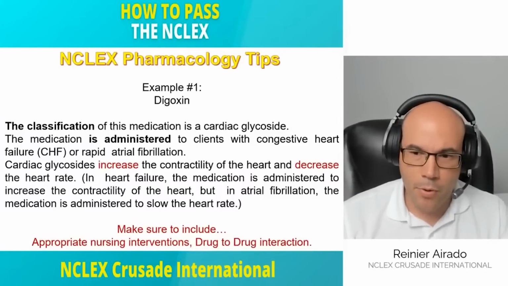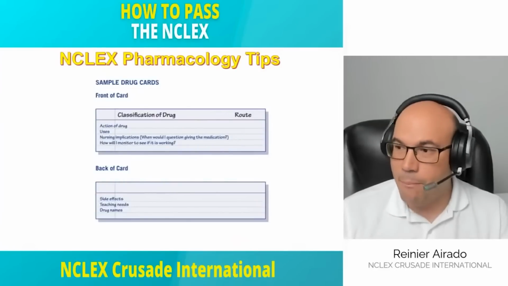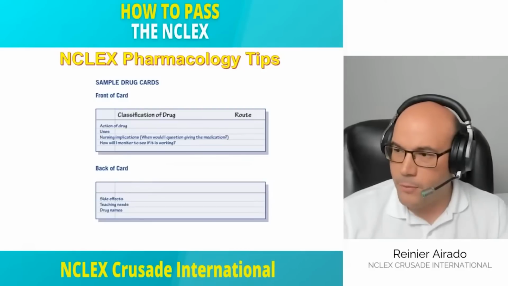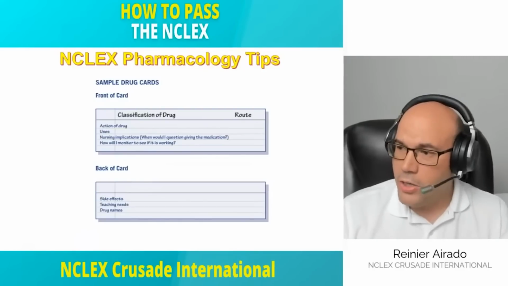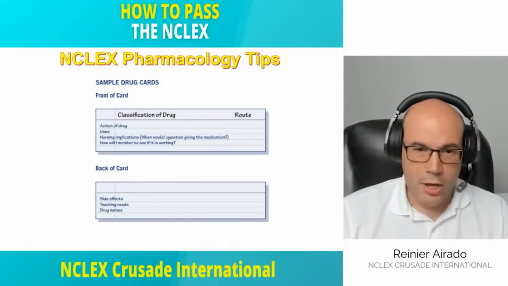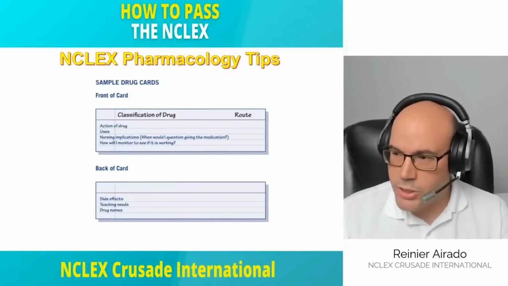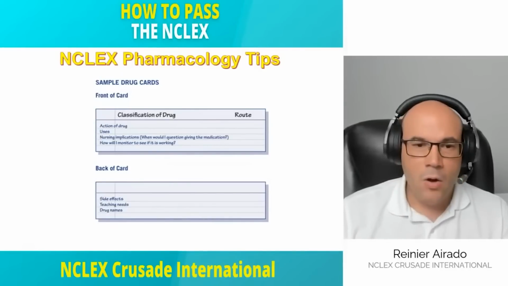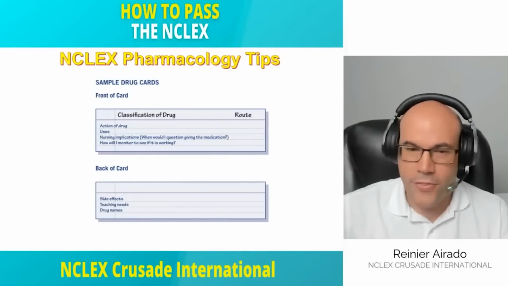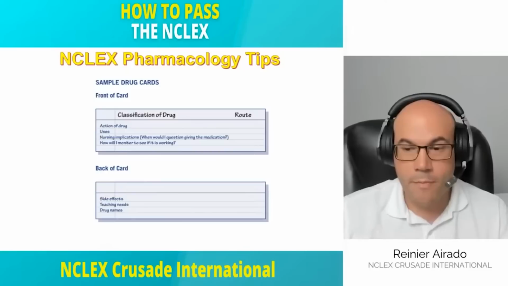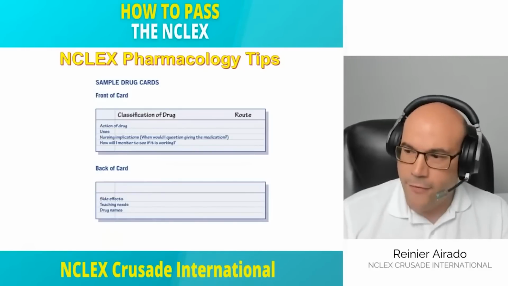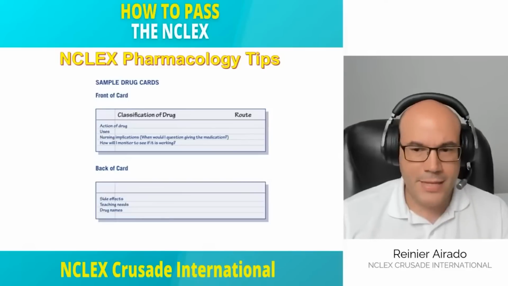Extremely important. This is an example of how the drug card can look. For example, on the front of the card, you can put the classification of the drug. You can put the action, drug uses, nursing implications, and the important nursing interventions that you will be following for that specific category of drug or medication. And then on the back of the card, you can include side effects, teaching needs, drug names, etc.